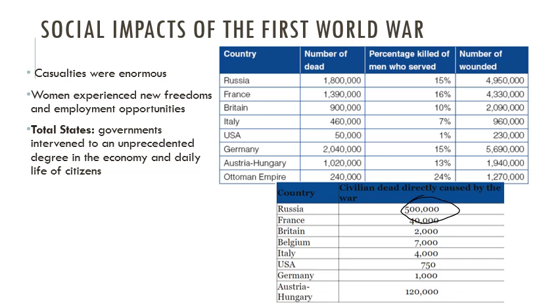And then this concept, and it's important to know the concept because you can use it in an essay and look like you're a genius and that you know what you're talking about, because it's a political science term called total states. So you had governments intervening to an unprecedented degree in the economy and daily life of citizens.